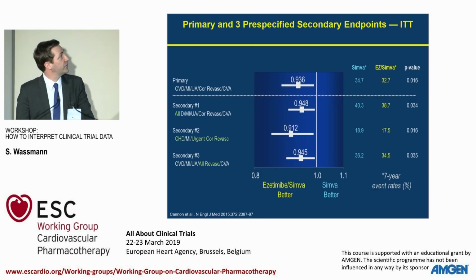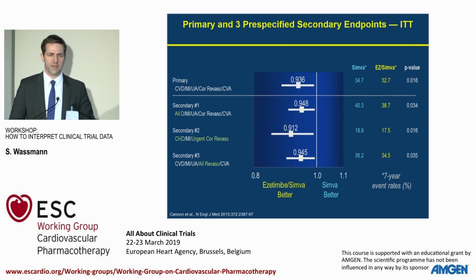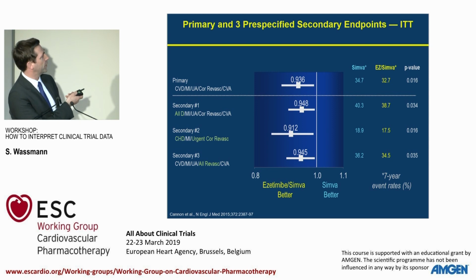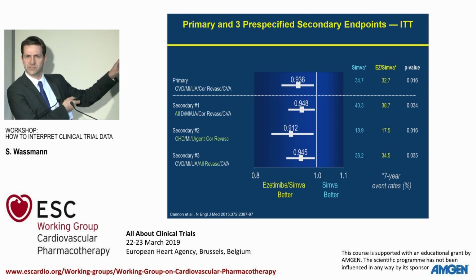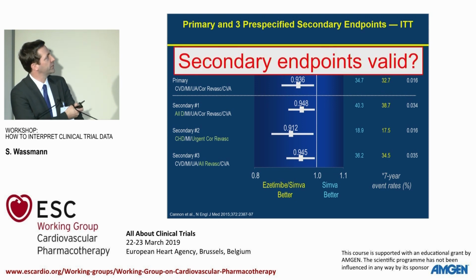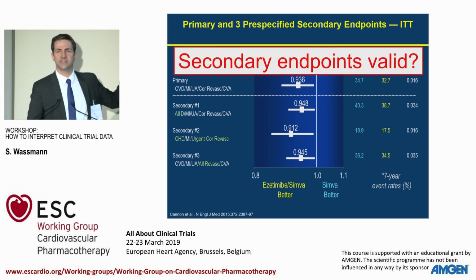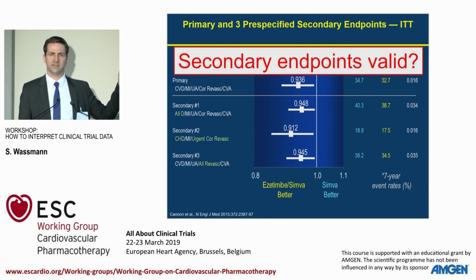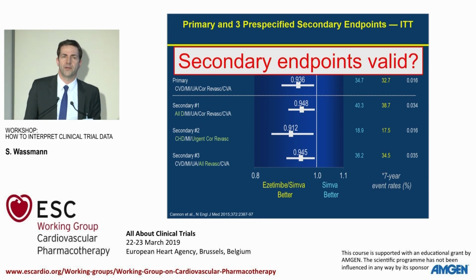Okay, now we have the endpoints. The primary endpoint is a combined endpoint. Then there are some secondary endpoints here that are different combinations of ischemic endpoints. And you see the forest plot here with the point estimate and the confidence intervals. This is the line of unity. You know this type of presentation. My question for you, if we look at the secondary endpoints, is it valid to say these are significant? What would you say?